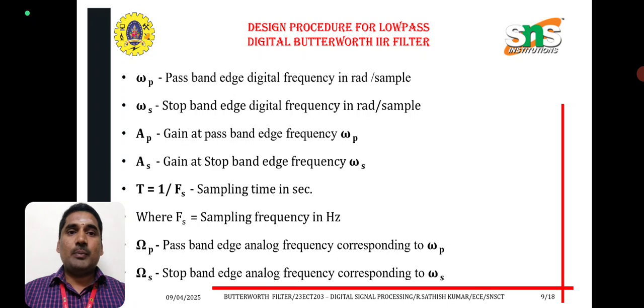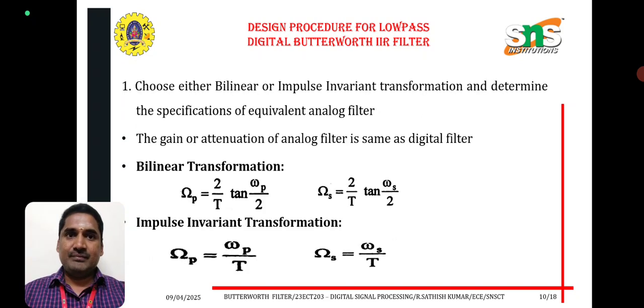Omega p is equal to the passband edge frequency in radians per sample. Omega s is equal to the stopband edge digital frequency in radians per sample. Ap is the gain at the passband edge frequency, As is the gain at the stopband edge frequency omega s. T is equal to 1 by Fs, which is the sampling time. Fs is equal to the sampling frequency. Ohm P is equal to the passband edge analog frequency corresponding to omega P. Ohm S is equal to the stopband edge analog frequency corresponding to omega S.